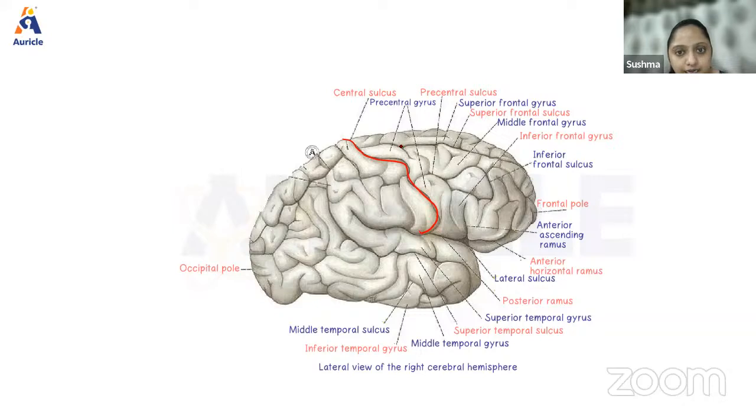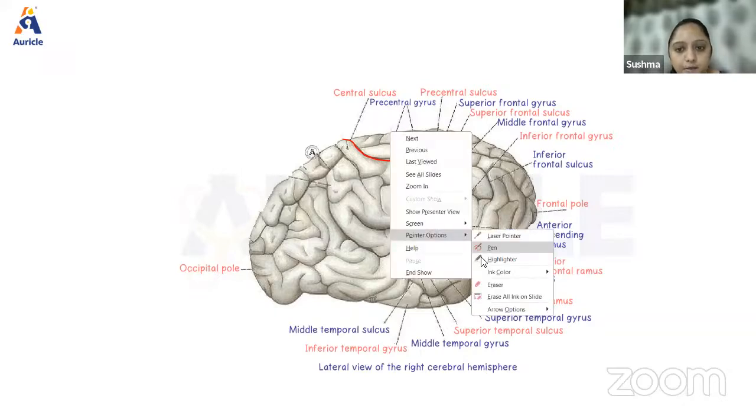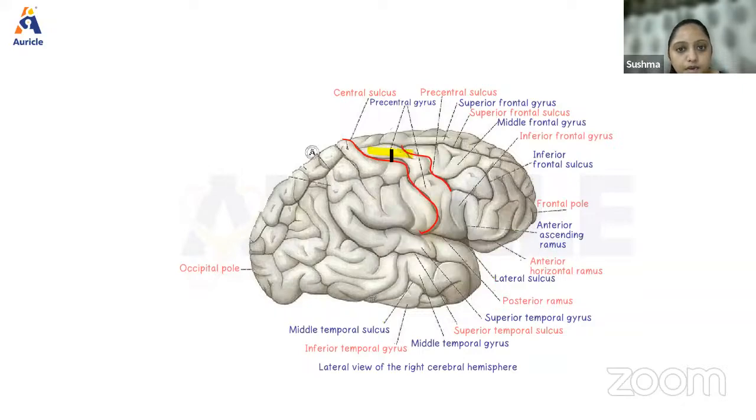Correct? The one that is anterior to that will be the precentral sulcus, and the one that is between the central sulcus and the precentral sulcus will be my precentral gyrus. That will be my precentral gyrus, which is very important for us. We'll see later how.